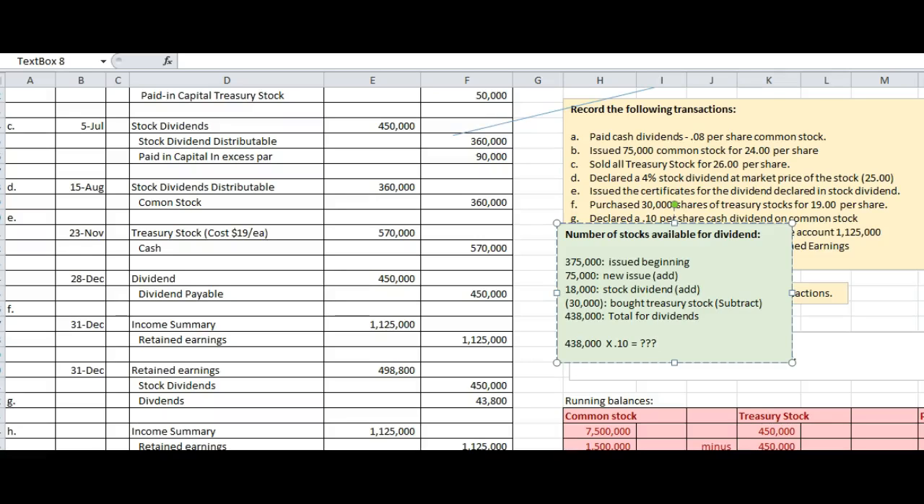Okay, Aaron, I'm getting excited. We almost have it. We have one number or one entry here that's wrong, and that's this one right here. We're looking at a dividend, and we have to calculate the number of stocks available.